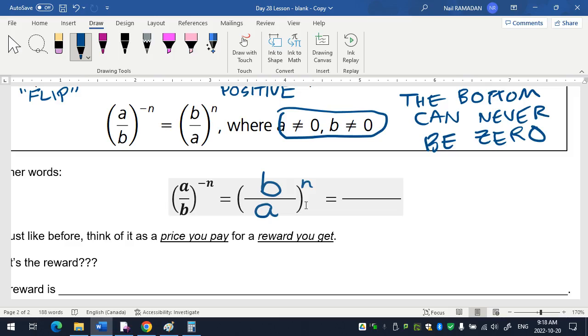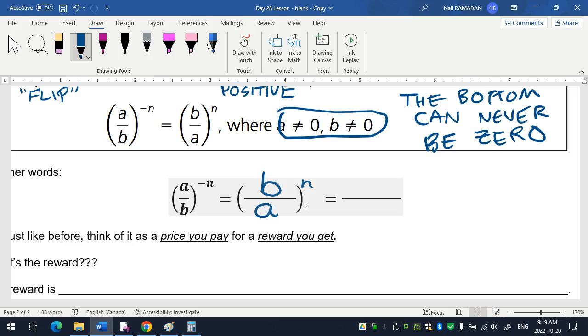Can someone tell me what we used to do when we had something over something to a power? Come on, we did it a few times when we multiplied and divided. Muhammad said before, we multiplied. We don't multiply. What do I do with that n? Where does that n go? On top, on the bottom. It attacks every part of the fraction.